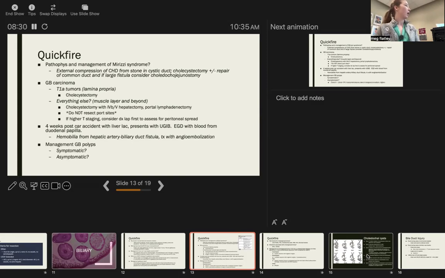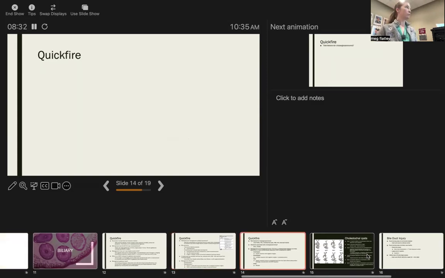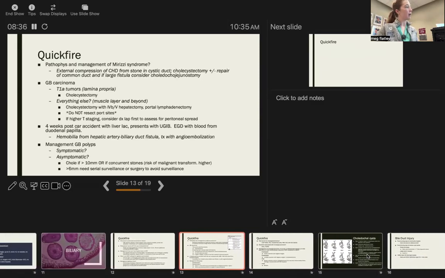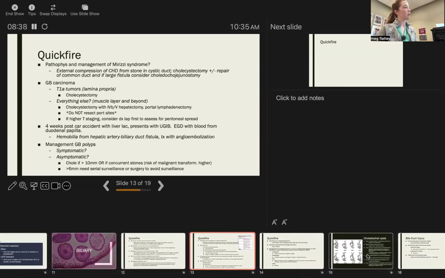Management of gallbladder polyps. If they're symptomatic, yes. If they're asymptomatic, if it's greater than 6 millimeters, you can offer them serial surveillance or surgery if they wish to avoid surveillance. And then you can take them for a cholecystectomy if it's greater than 10 millimeters, or if they have concurrent stones. And there's a concern for risk of malignant transformation in the setting of concurrent stones. And so that's why.